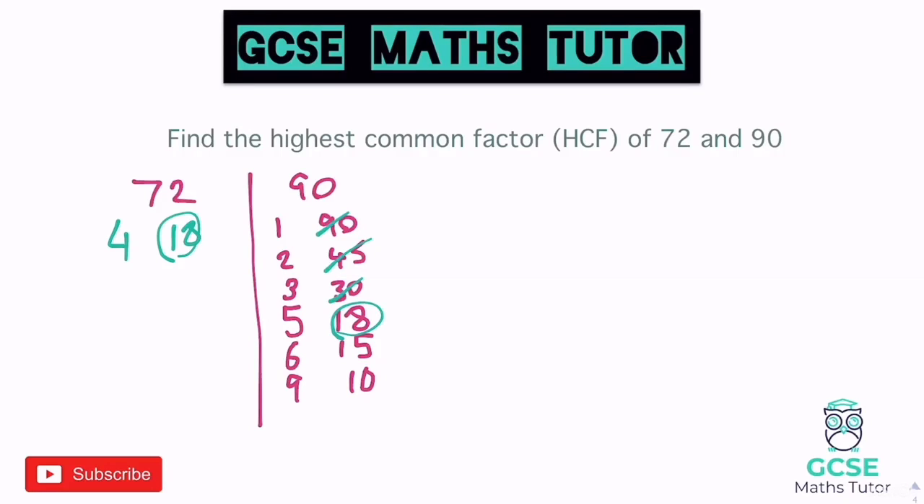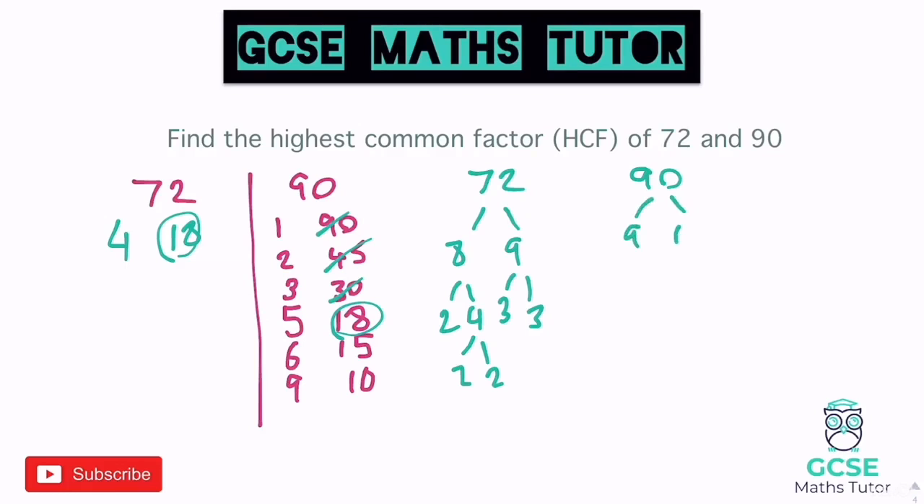Of course, we could use the prime factor method to find the highest common factor, which I'd recommend for numbers like this, so 72 and 90. Do their prime factors, so 8 and 9, 3 and 3, 2 and 4, 2 and 2. 90 is 9 and 10. And then we have 3, 3, 2 and 5.